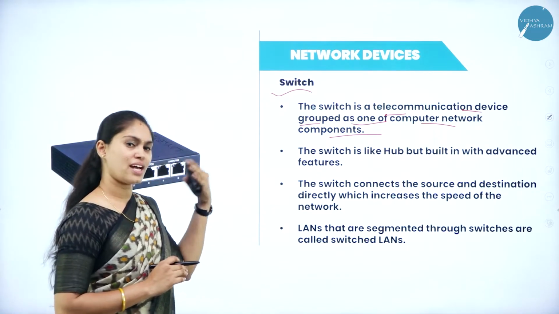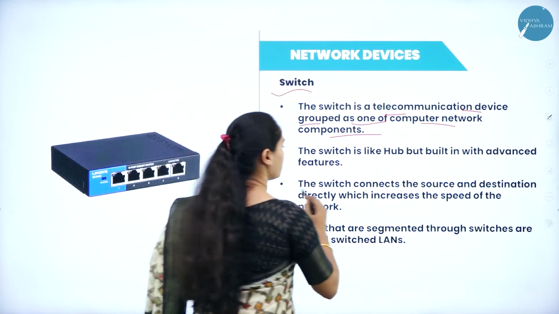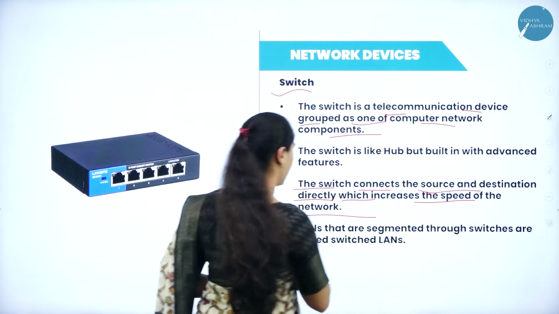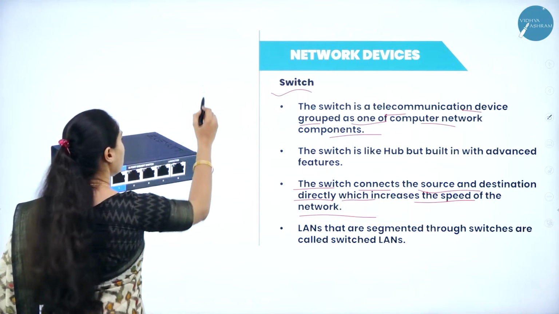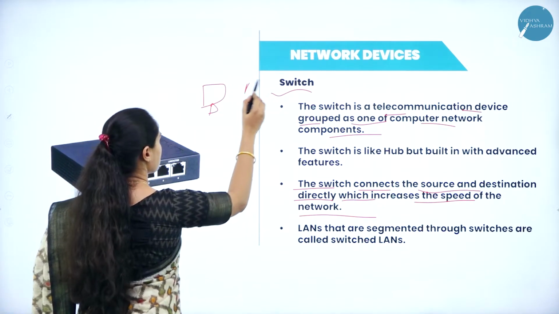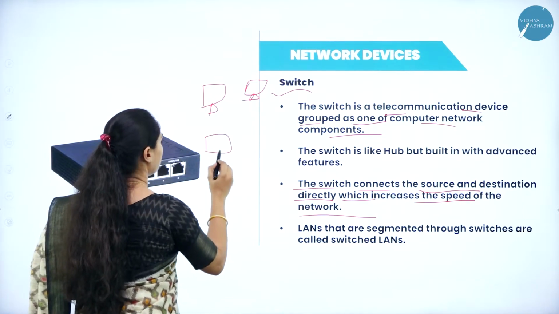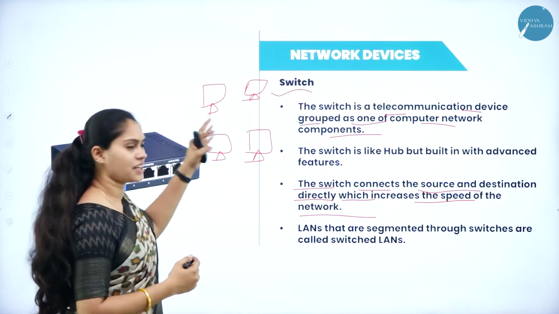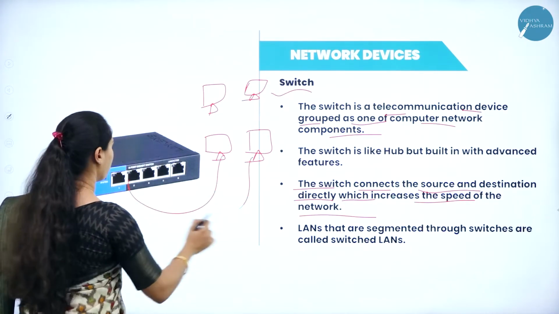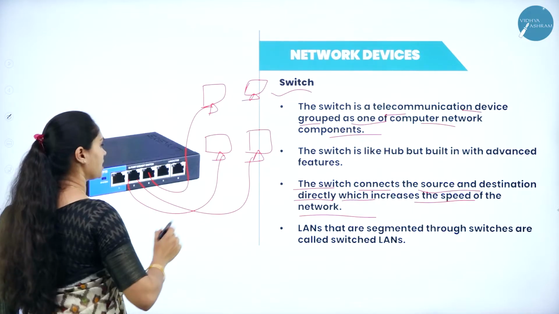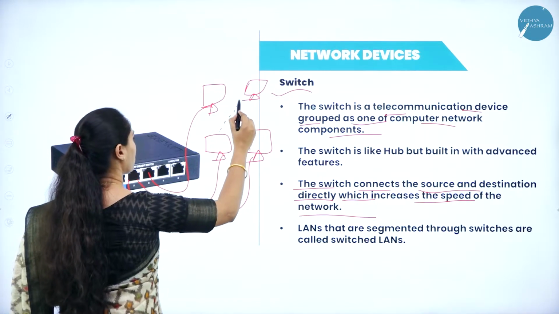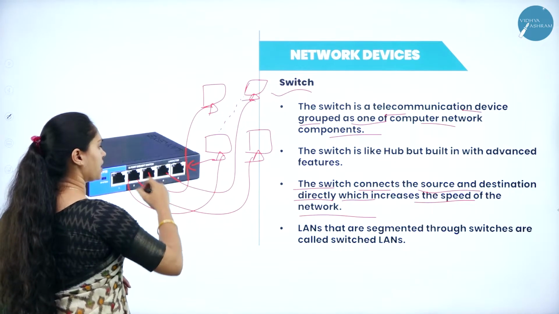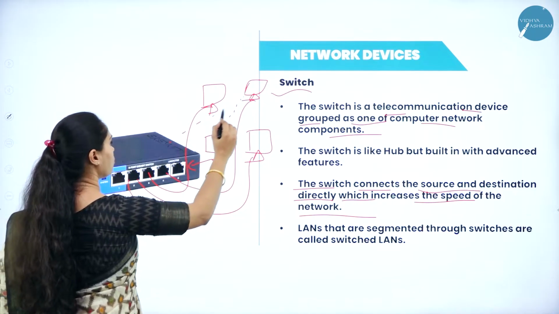And the switch also has some improved features. The switch connects the source and destination directly, which increases the speed of a network. As I told, consider we have one system and also one more. If you recall the content on the hub, every computer is connected to the hub. If I wanted to communicate from this computer to that computer, I have to reach the hub first, then the hub will share the data to that system.